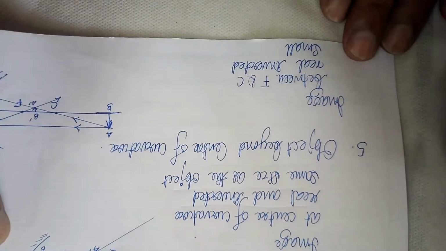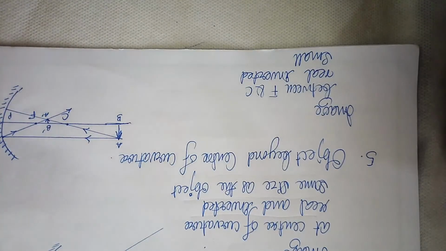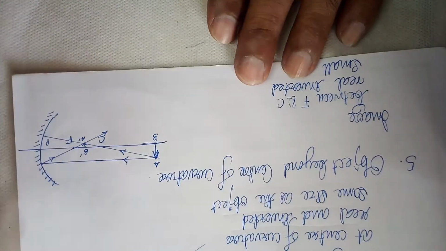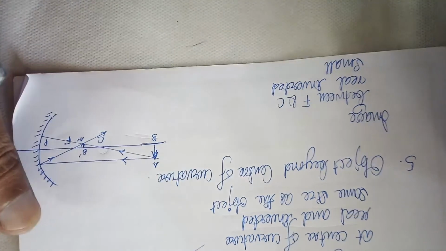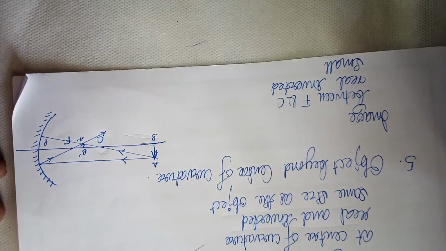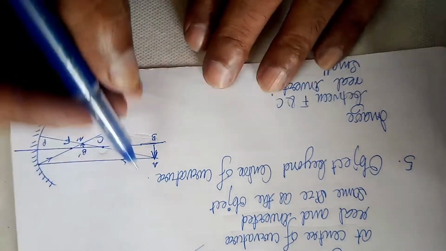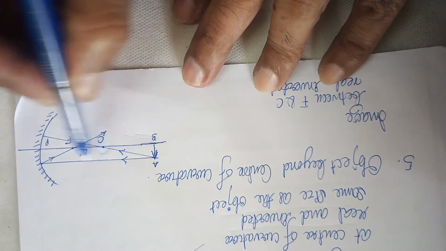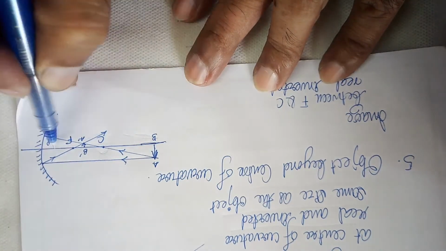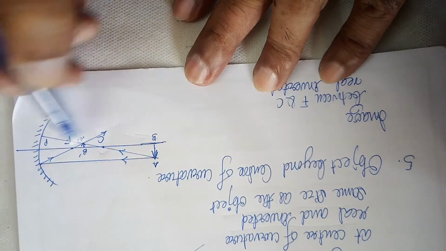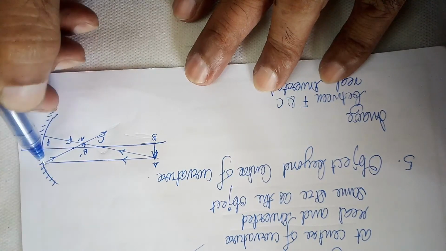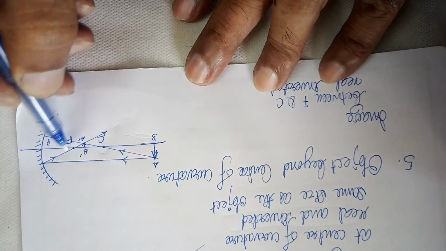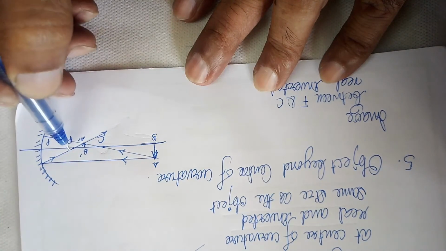Now let us consider the object is beyond the center of curvature. This is the center of curvature, and the object is beyond it. Now, when an object is placed beyond the center of curvature of the mirror, the ray of light which is passing parallel to the principal axis will hit at this point, and it will reflect and retrace the path passing through F.